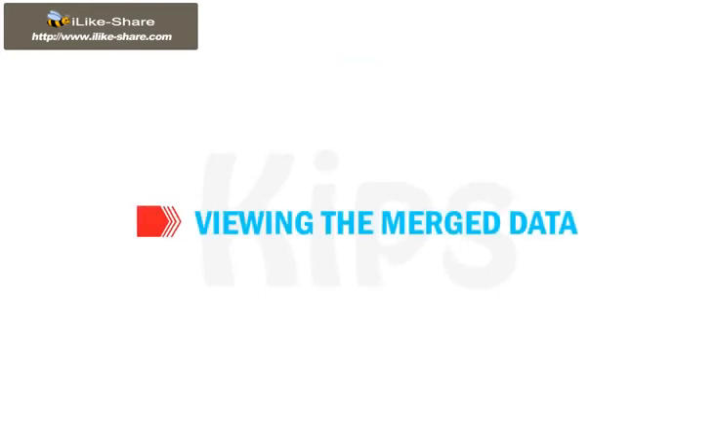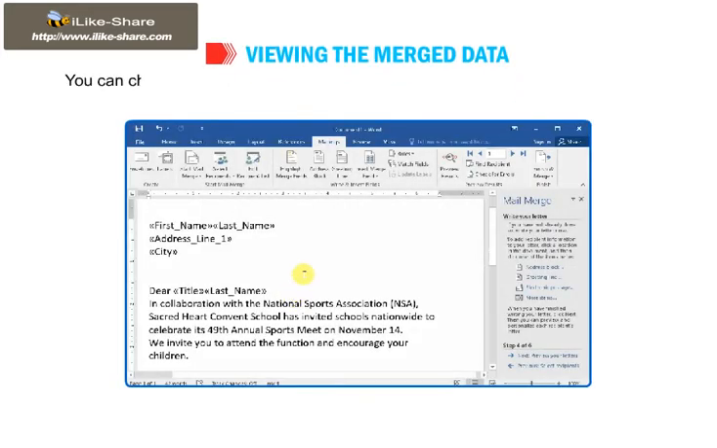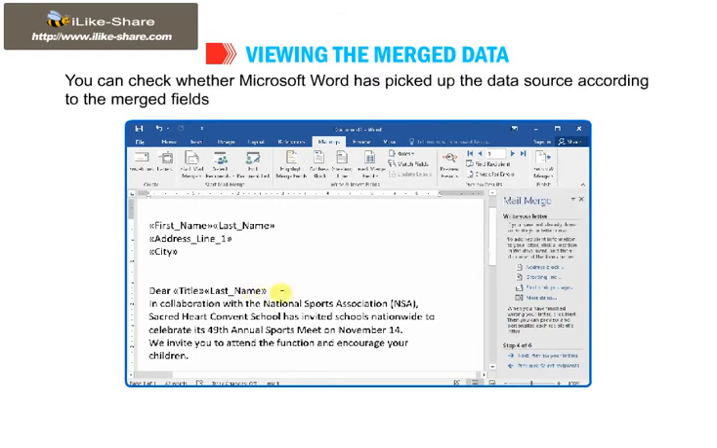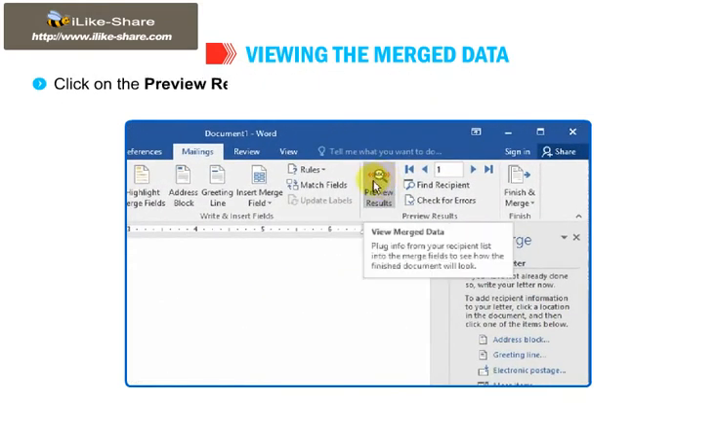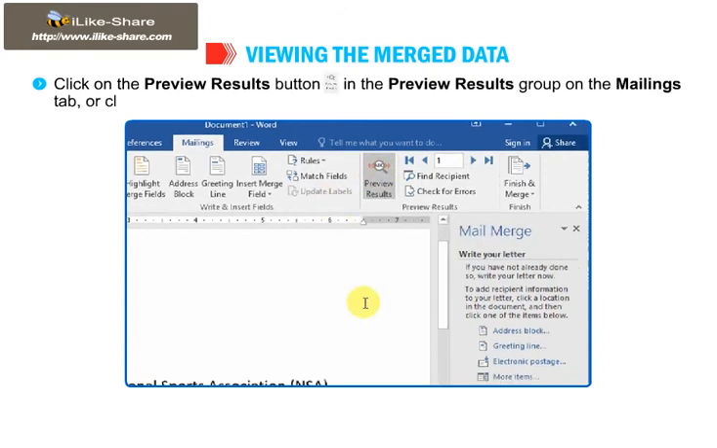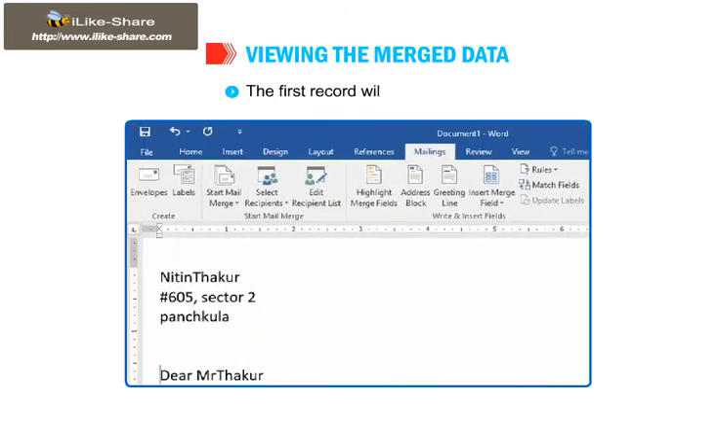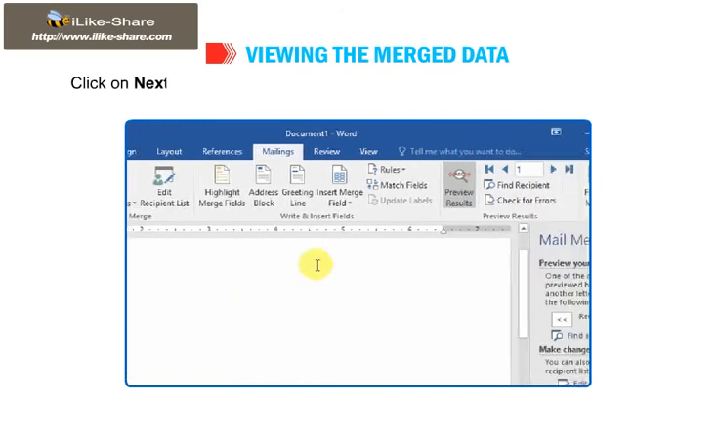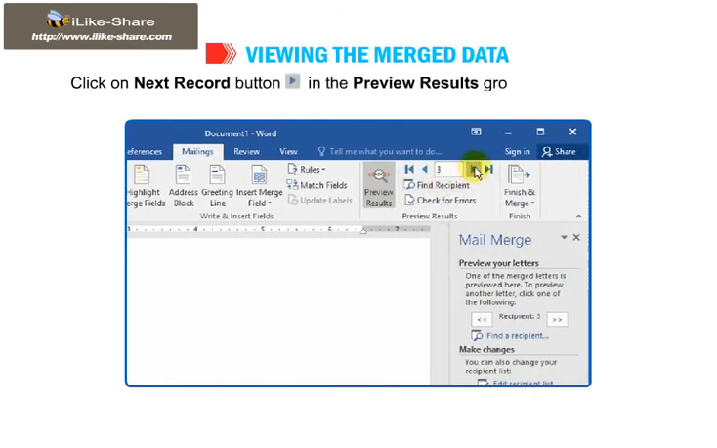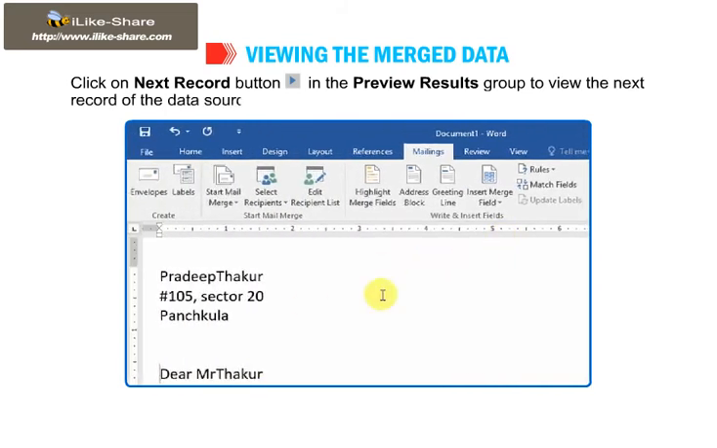Let's now learn how to view the merged data. You can check whether MS Word has picked up the data source according to the merged fields or not by viewing it on the screen. Click on Preview Results button in the Preview Results group on Mailings tab or click on Next Preview your letters wizard step under Step 4 of 6 section. The first record will be displayed. Click on Next Record button in the Preview Results group to view the next record of the data source.